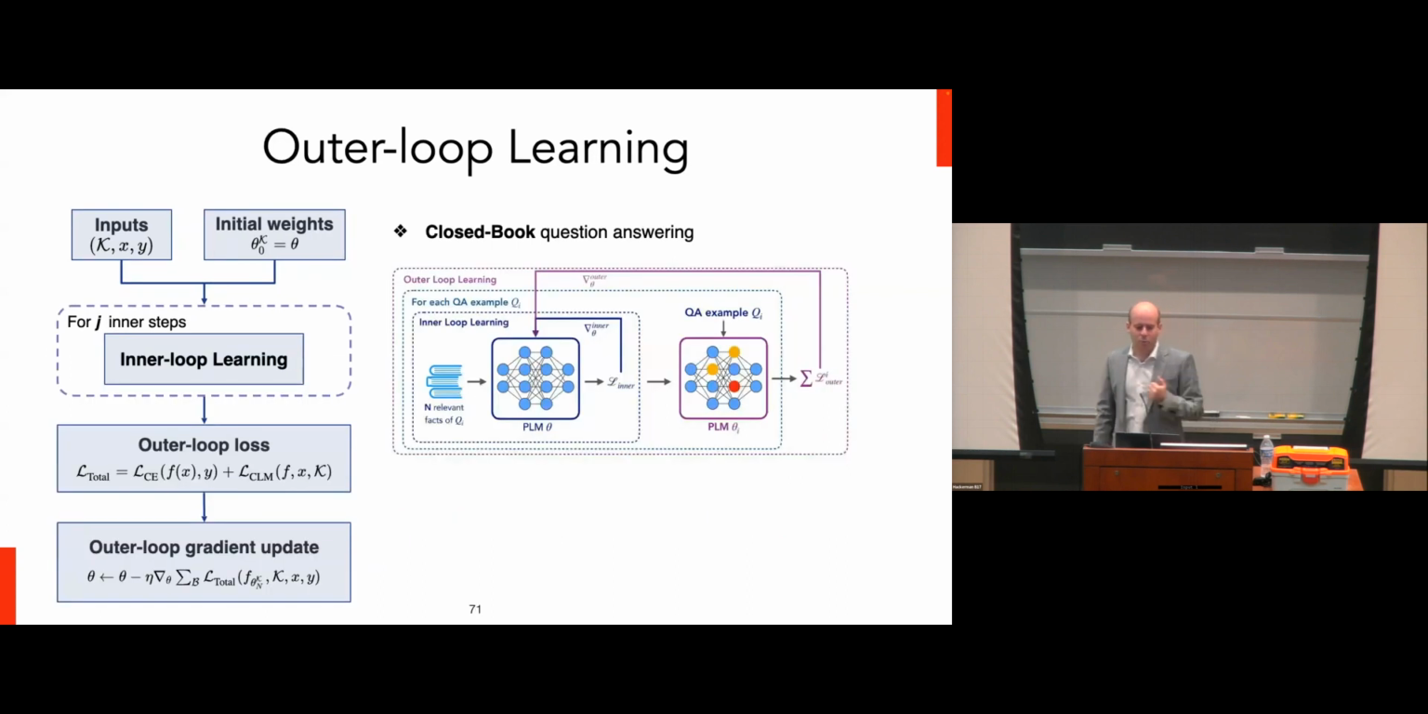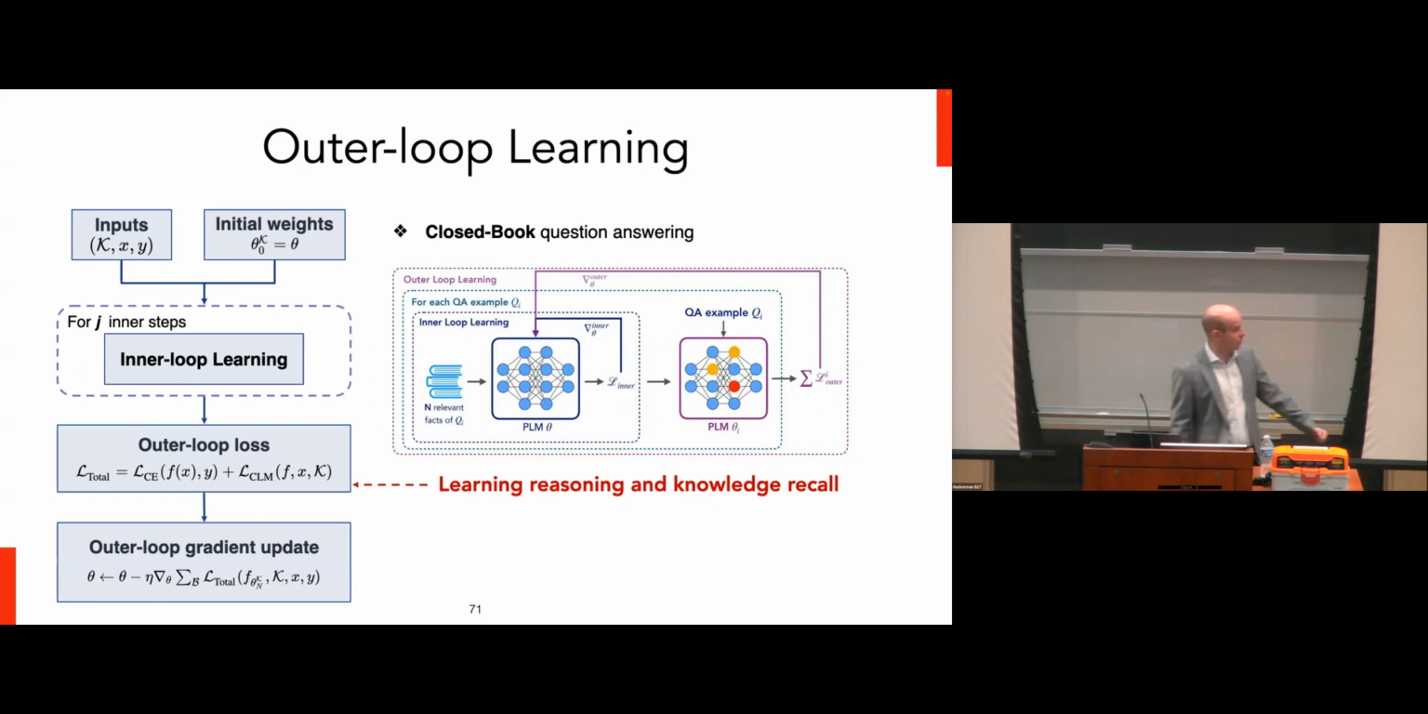And then in the outer loop, we'll use these new updated parameters that we got from encoding these facts, and we're going to compute two losses. The first, we're going to compute the model's ability to answer the actual questions with the new parameters from training, after we've done the inner loop training.